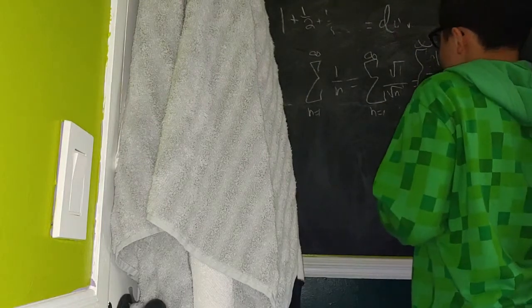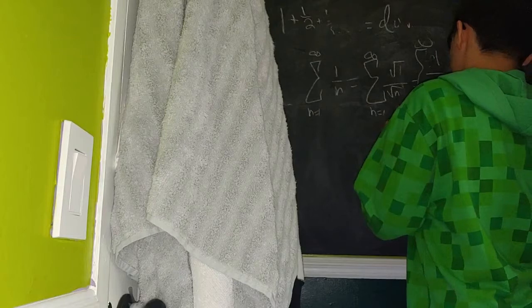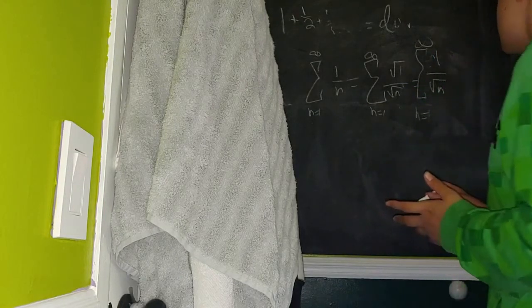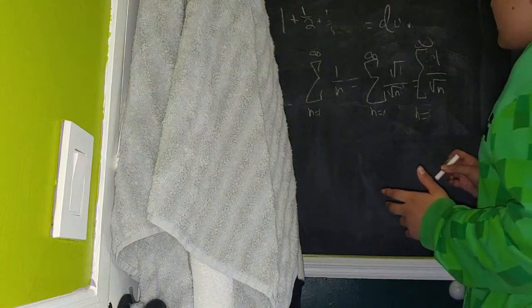Now, how do we calculate this, you may ask? Good question. I don't think we can. But at some point, we will get an incredibly epic answer. Now, what we've gotten here is 1 over n equals 1 over square root of n, right?